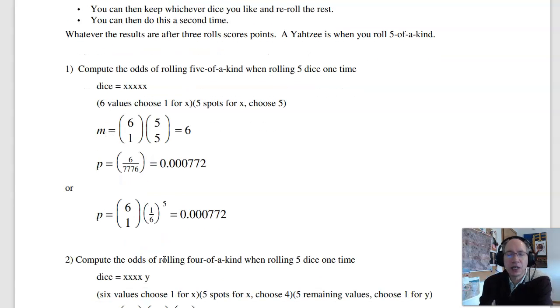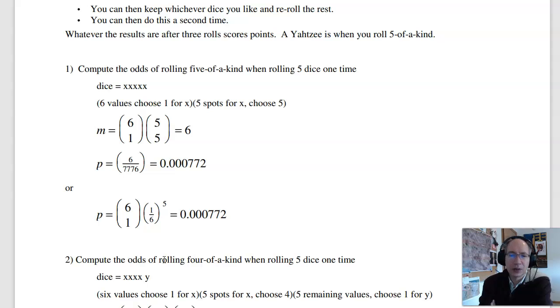Well, for Yahtzee, that's 5 dice are all the same number. So the way to calculate that, there are 6 numbers, choose one for X. There are 5 spots to put X, choose all 5. So the number of combinations is 6 choose 1 times 5 choose 5, or 6. The probability then is 6 over 6 to the 5th power, which is 7776, or 0.000772.